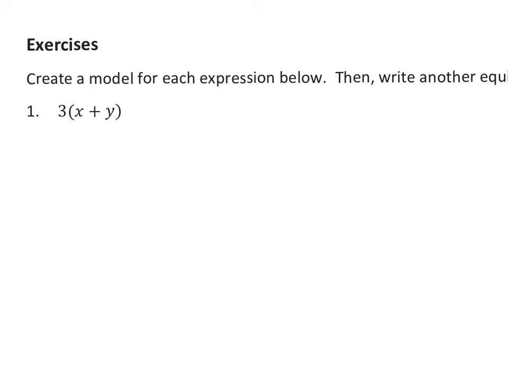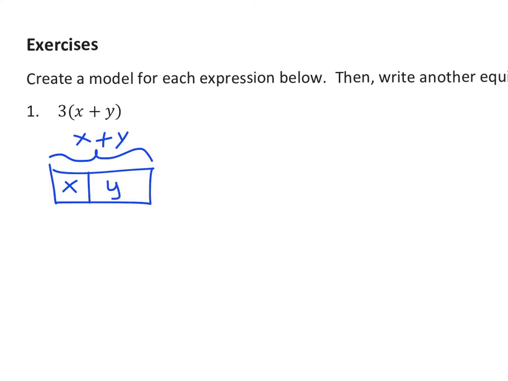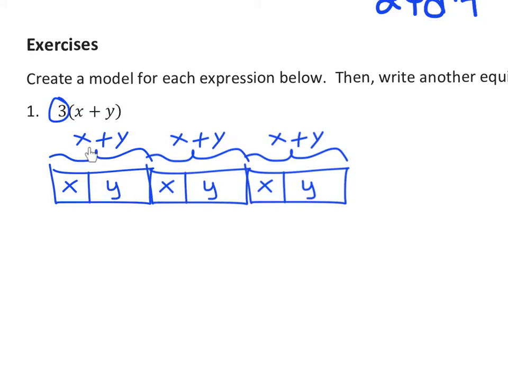So I'm going to start by drawing 2 boxes, one a little bigger than the other. I'm going to call this x, and I'm going to call this y, and I'm going to say that this is x plus y. Now that's just one. I have 3 of them. So I'm just going to copy and paste this. And as you can see, I have x plus y 3 times. So I would write that this way.